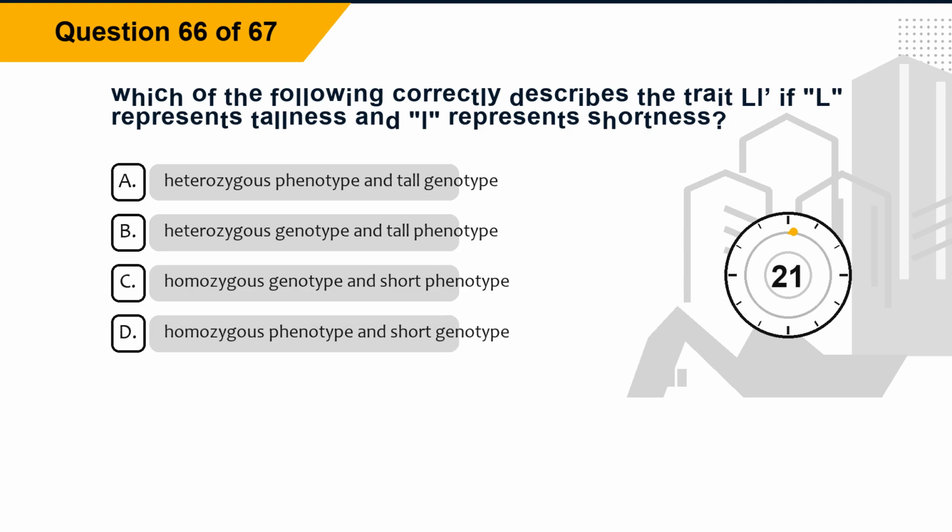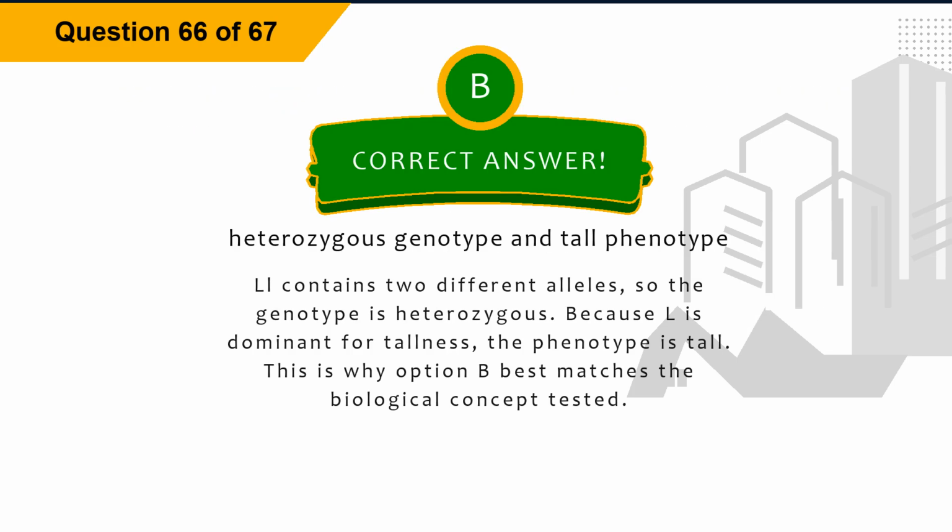Question 66. Which of the following correctly describes the trait Ll, if L represents tallness and l represents shortness? Option A, heterozygous phenotype and tall genotype. Option B, heterozygous genotype and tall phenotype. Option C, homozygous genotype and short phenotype. Option D, homozygous phenotype and short genotype. The correct answer is option B, heterozygous genotype and tall phenotype.